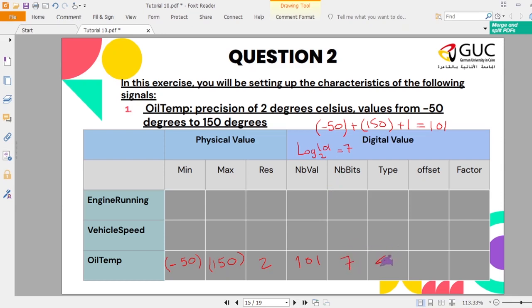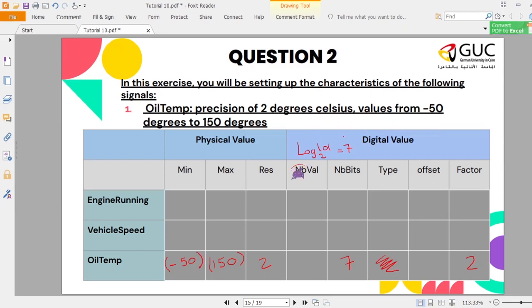Again, the type is unsigned, we know that. And do we have an offset or not? That's the question. But let me go to the factor. We have a factor of 2, which is the resolution, right? Right, cool. The oil temperature, precision of 2 degrees Celsius, values from negative 50 degrees to 150 degrees.